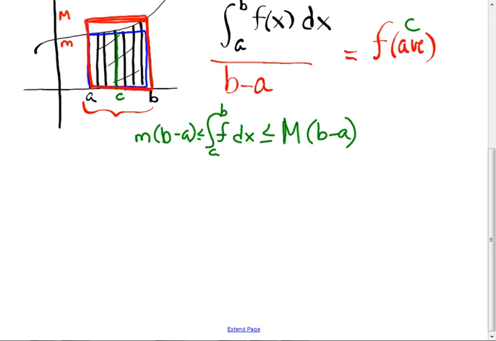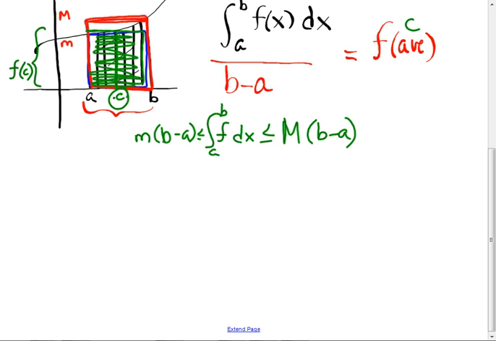I know my area is trapped between there. But you know what? Someplace there has to be one rectangle that's equal to the integral. Does that make sense? This is going to pick up an area and get up to the big number, but somewhere in between there, it's exactly equal to that. So what's the height of this rectangle here, of my green one? This is C. What's the height? F of C.